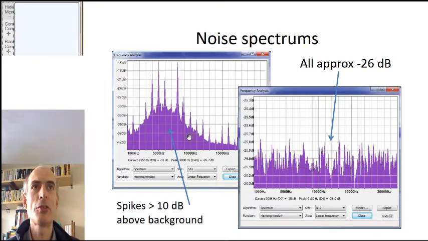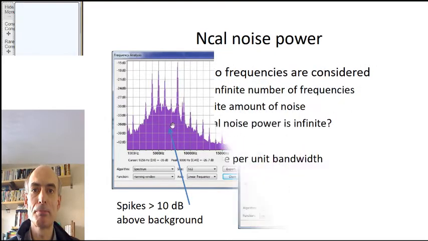Whereas this noise here is definitely not white. We have quite a lot more power in this range of frequencies here, around about 5 kilohertz, and a lot less power at higher frequencies and at lower frequencies. We also have these spikes here, where we have a lot of noise energy at specific frequencies, multiples of 1 kilohertz. I'll talk a bit more about that plot later.